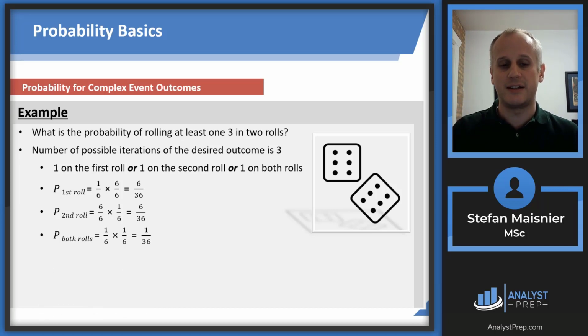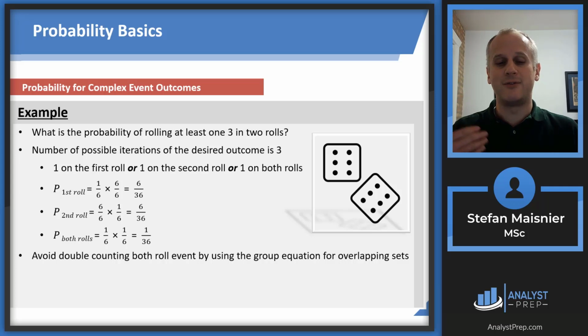But then we have to consider the probability of rolling a 3 on both of the rolls independently. So that would be a 1 out of 6 chance of rolling a 3 on the first roll, and a 1 out of 6 chance of rolling a 3 on the second roll, which means that we'd have a 1 out of 36 chance of rolling a 3 on both rolls exactly.